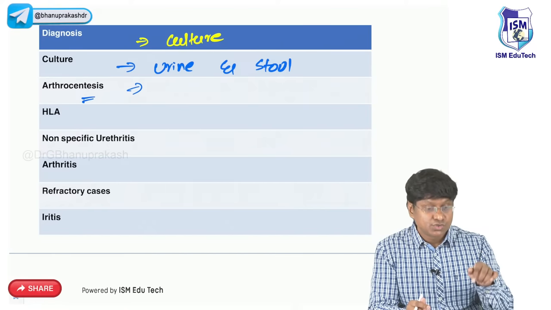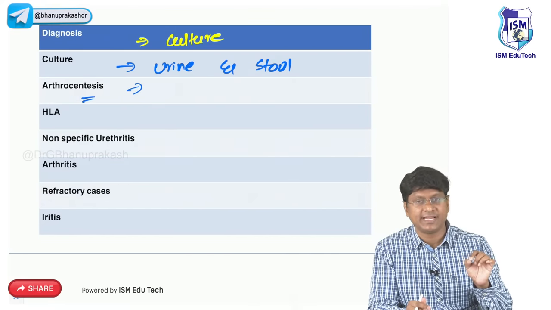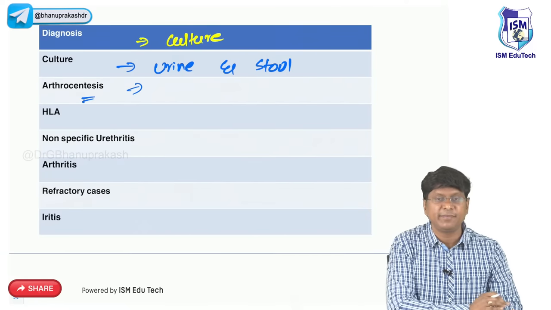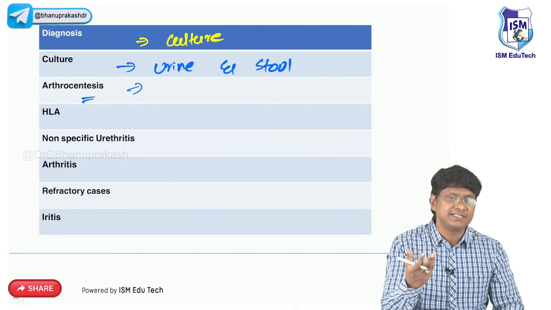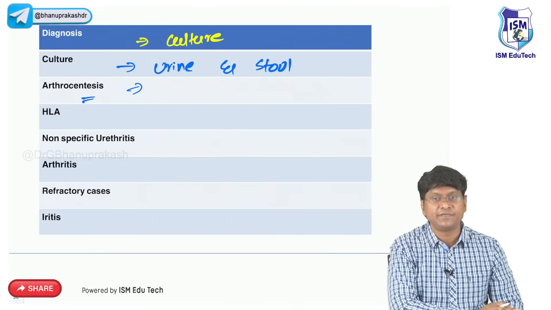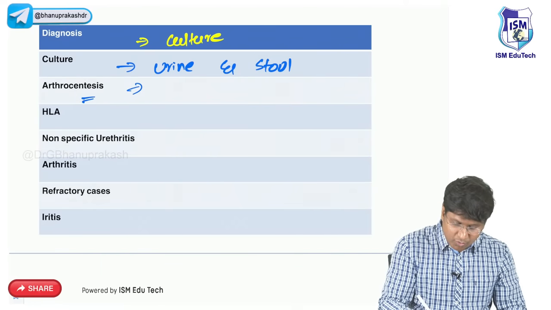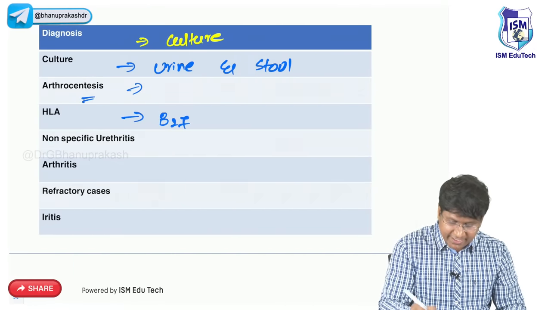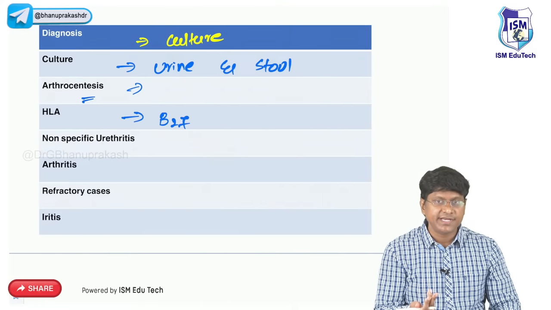There is arthritis. So within the lower limb joint synovial fluid analysis, you can have the presence of inflammatory substances. That means the WBCs can be around 5,000 to 50,000 cells per cubic millimeter. And what is the genetic marker? That would be HLA-B27.